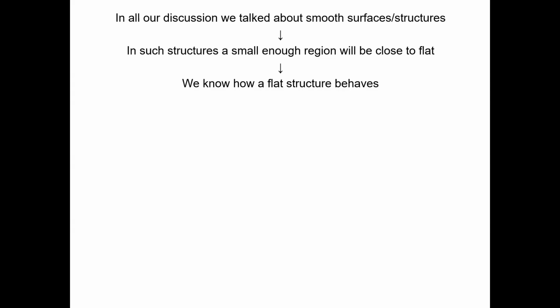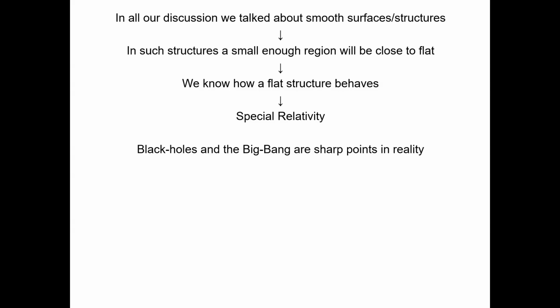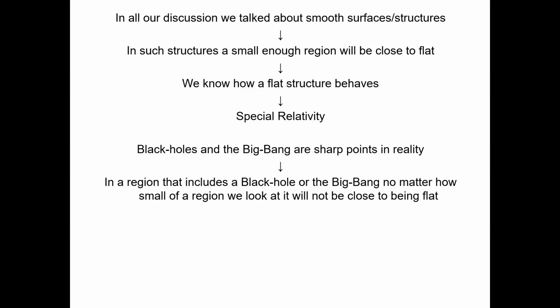Another thing to notice is that in all our discussion, we talked about smooth surfaces or structures. In such structures, a small enough region will be close to flat. And we know how a flat structure behaves. It behaves according to the rules of special relativity. However, black holes and the Big Bang are sharp points in reality. They are not smooth. This means that in a region that includes a black hole or the Big Bang, no matter how small of a region we look at, it will not be close to being flat.